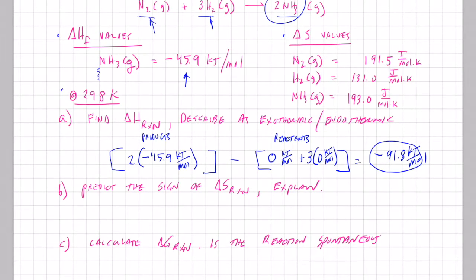We're not done yet with question A. We have to describe it as exothermic or endothermic. And so the sign of the heat of the reaction is negative. That means I'm losing heat, right? Heat is being released to the surroundings. So that would be an example of an exothermic reaction.